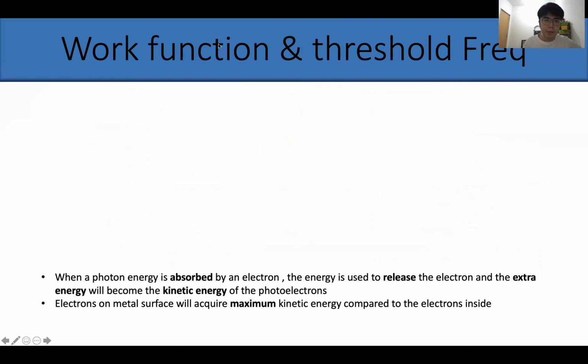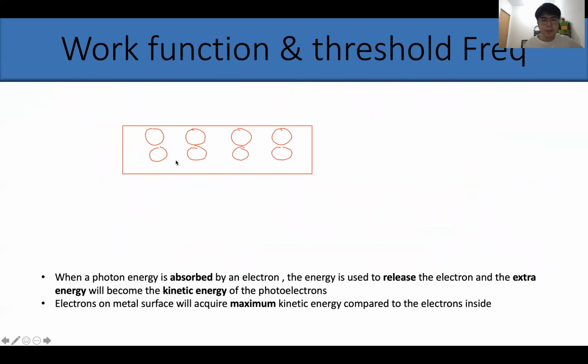Okay. Now, think of it like this. Let's say we use the same metal, our metal A. Now, just to simplify, I'm going to draw a few atoms. This made of 3 layers of atoms. Now, here is our metal. We know that certain metal has certain work function. Okay, so let's just say that the work function of this metal is W.